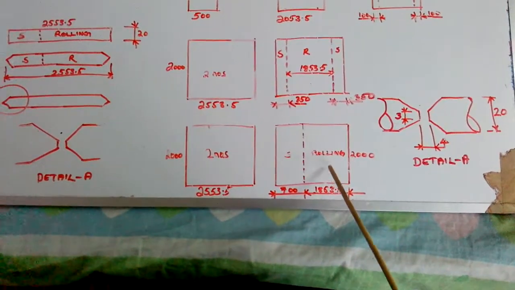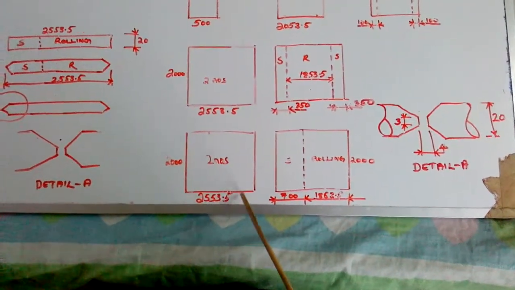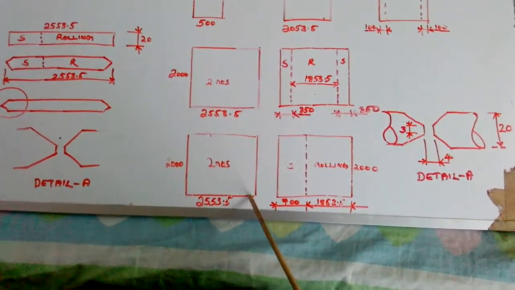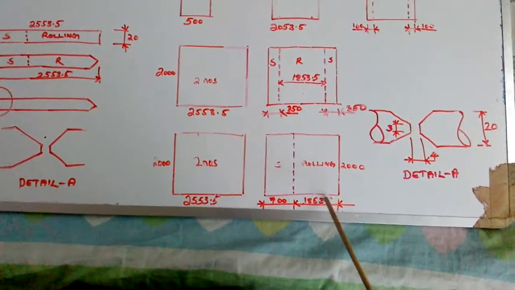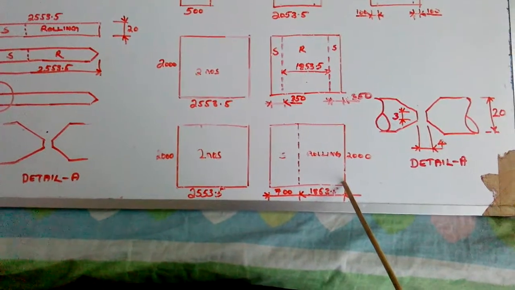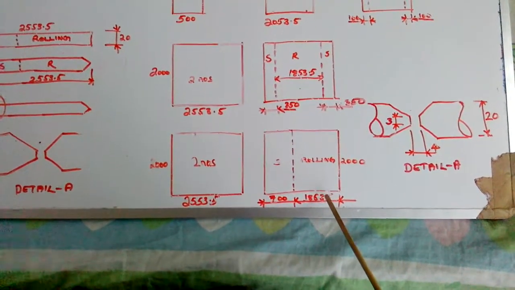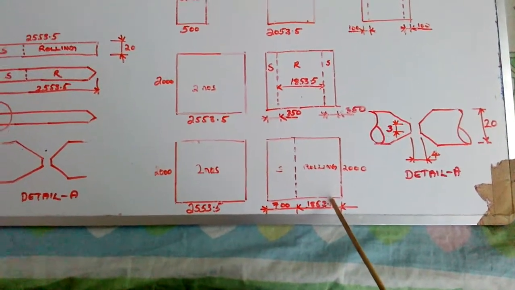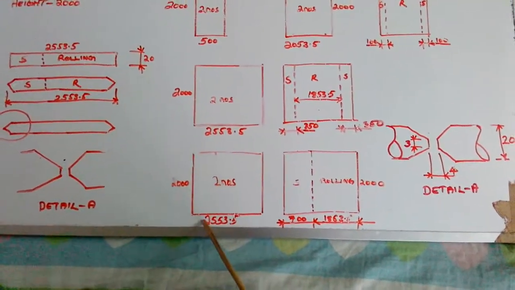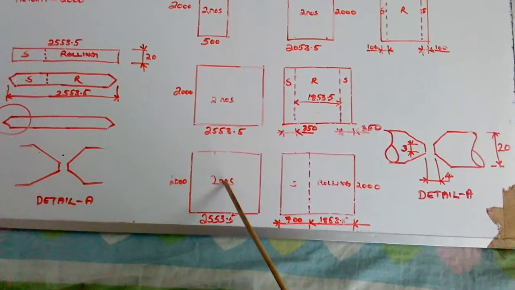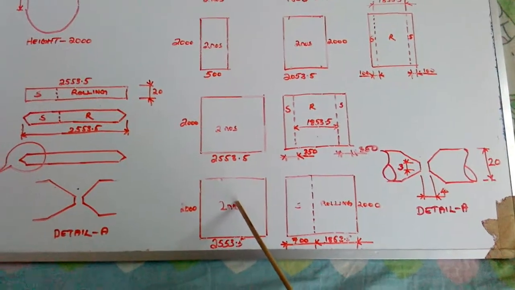Now just check this measurement. From here to here is 2553.5. It means from here to here is 2553.5, and its height will be 2000. This kind of two pieces have to be made. That is also a goodness. Only two pieces we have to make.